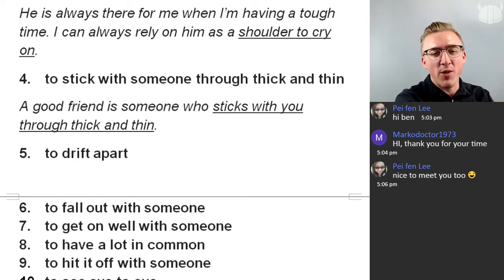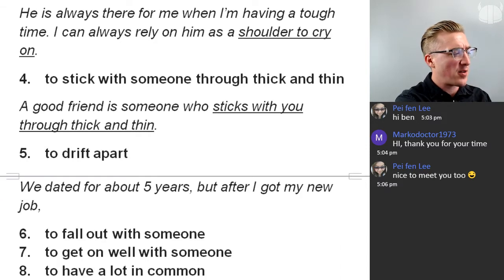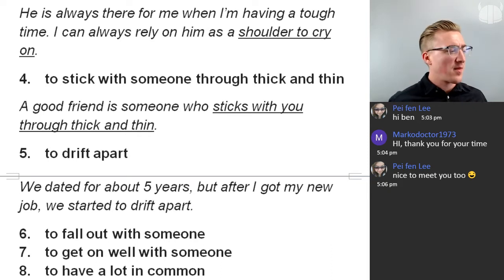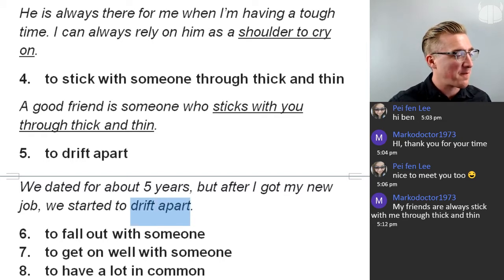We talk about this a lot with romantic relationships. So maybe I'll give you a romantic example. We dated for about 5 years, but after I got my new job, we started to drift apart. We started to kind of separate. Emotionally, usually. I don't think, physically I don't think that's right, but emotionally we would use that.